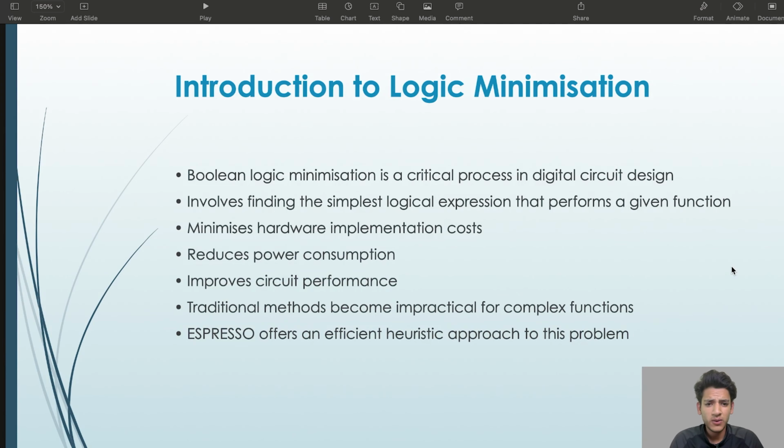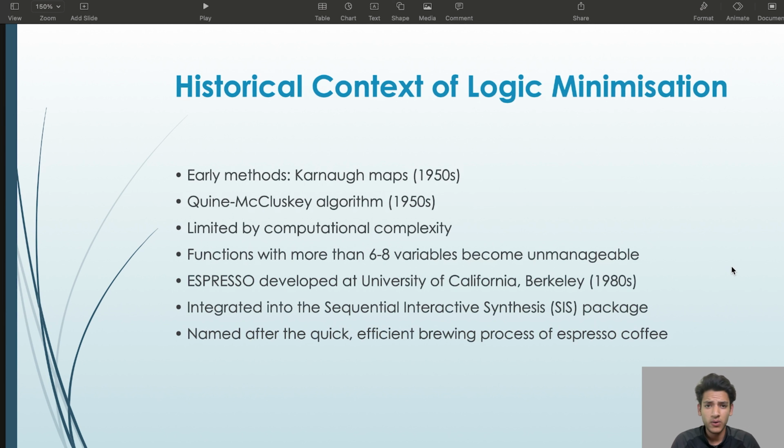Now we will get into the historical background of logical minimization. Engineers relied on methods like Karnaugh maps and the Quine-McCluskey algorithm to simplify Boolean functions. Karnaugh maps, developed in 1950, provide a visual means to simplify expressions with up to about six variables. However, as digital circuits grew in complexity, these maps became impractical. The Quine-McCluskey algorithm offered a more systematic approach and could handle a.